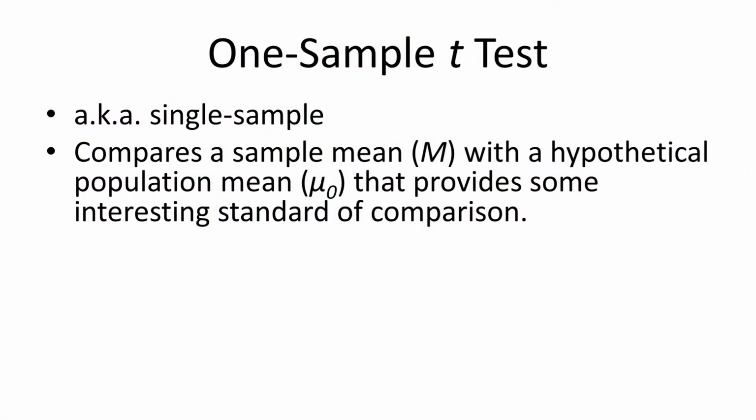So, like I said, there are those three different kinds of t-tests. The first kind is called the one sample t-test, or single sample t-test. That's when you compare your sample mean with a hypothetical population mean, and then you provide some interesting standard of comparison as a result. So here's the formula.